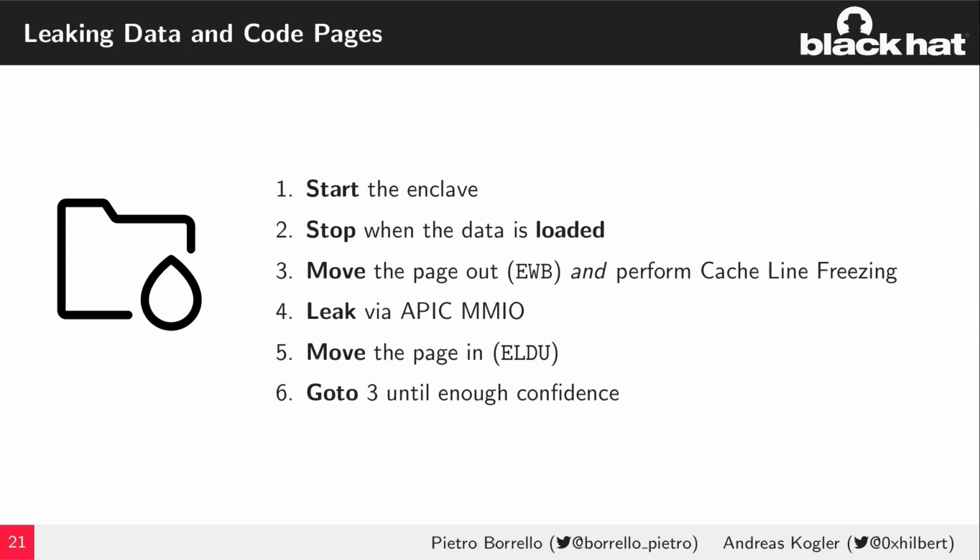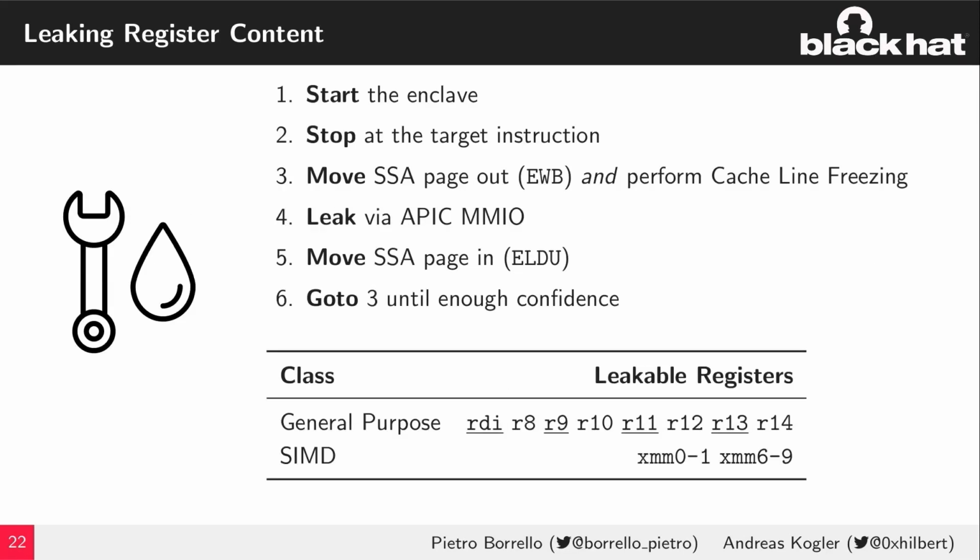Oh, OK, so then we just move the page that we want to target out of the APIC. OK, this is cool. And if you remember in the beginning where we talked about SGX, there was this one special page. And this page is the solution for how we can leak register contents. So the idea there is a bit different. We start the enclave again, but then we wait for a specific instruction and force the enclave to store the content of its registers onto that special page. Oh, so it's the same then. We move the SSA page out, freeze the cache line that we want to leak, and by selecting the cache line, we can then select the register that we want to leak, and then dump the APIC MMIO, dump the stuff that we want to leak, and then move it back.